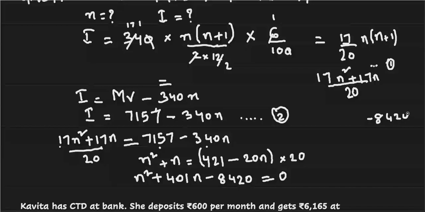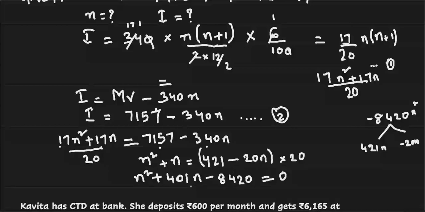8420, and if you add, you should get 401. We have seen this number right here, 421 multiplied by 20. This is the only answer in front of you. You can write plus 421n multiplied by negative 20n. If you multiply both, you will get 8420n square, right? This is how you split it, right?